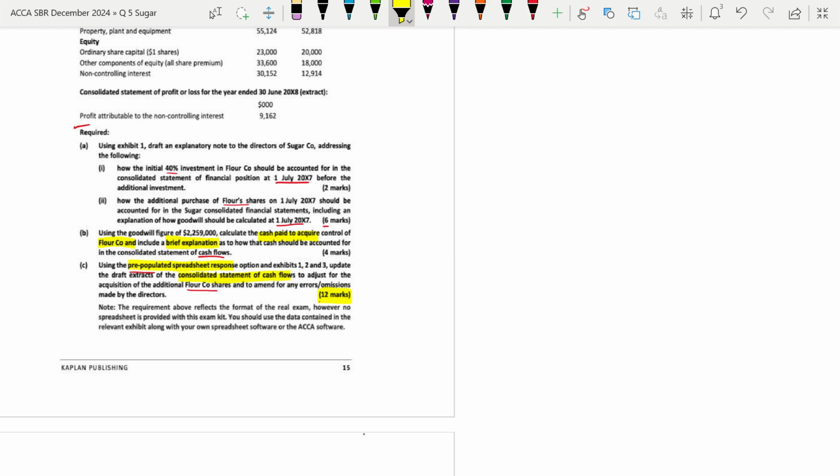Made by the directors. Now, what are the things they are saying? Which activities will we take? What activities have been happening? Operating activities, investing activities, and financing activities. Which activities are involved here? Are all three activities there?